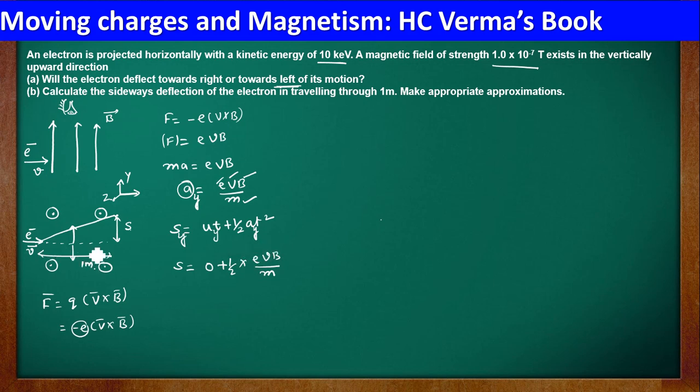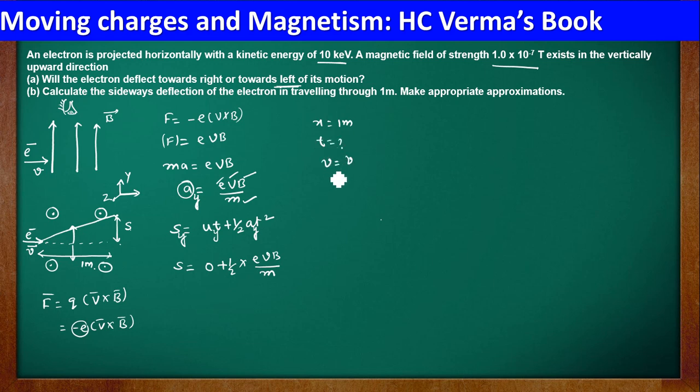So however much time it is getting deflected in this direction, that much amount of time it must have taken to reach from here to here, isn't it? So along the x-axis, it has traveled 1 meter distance, and time t is what you need to find. And what is the velocity?